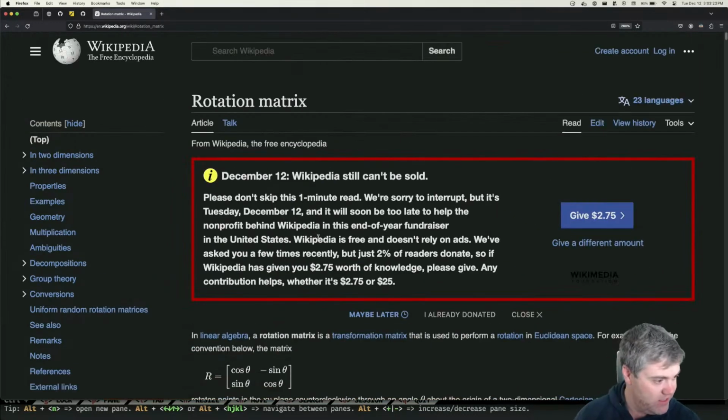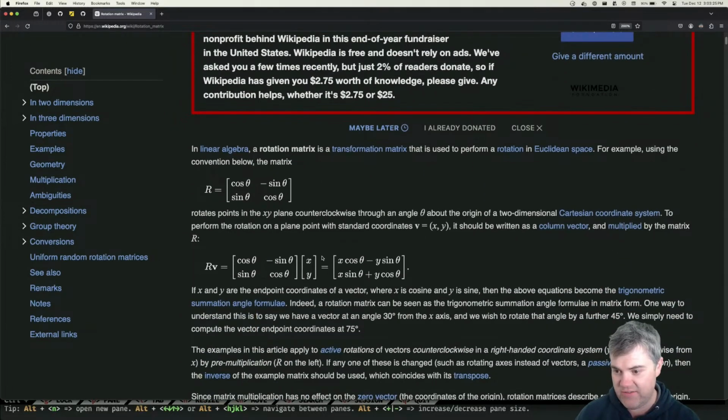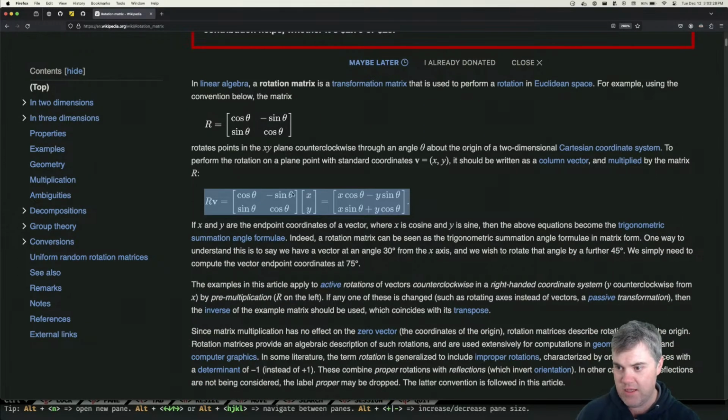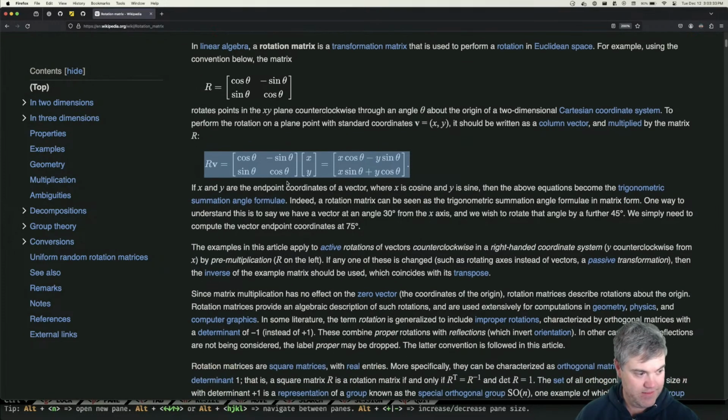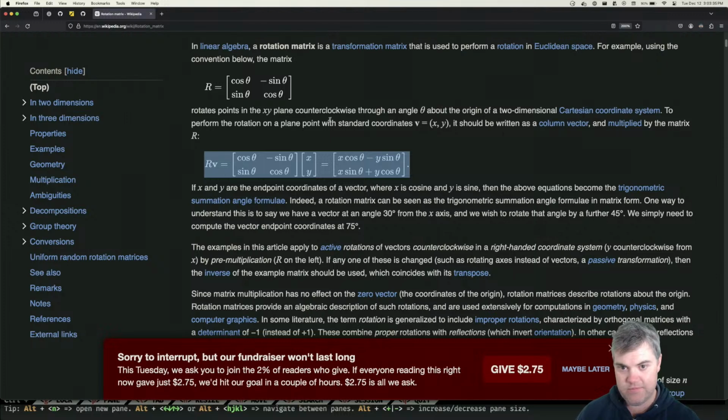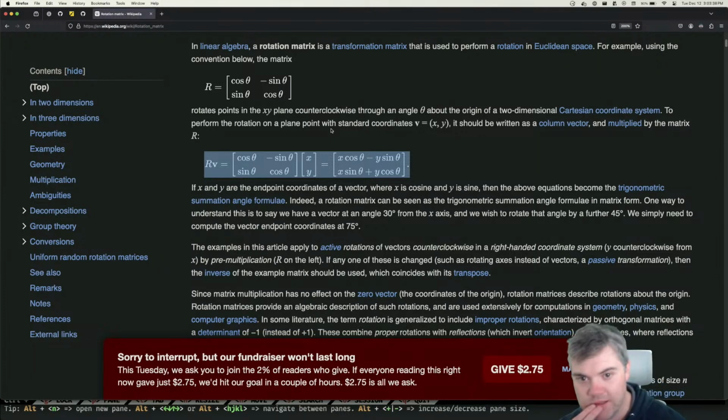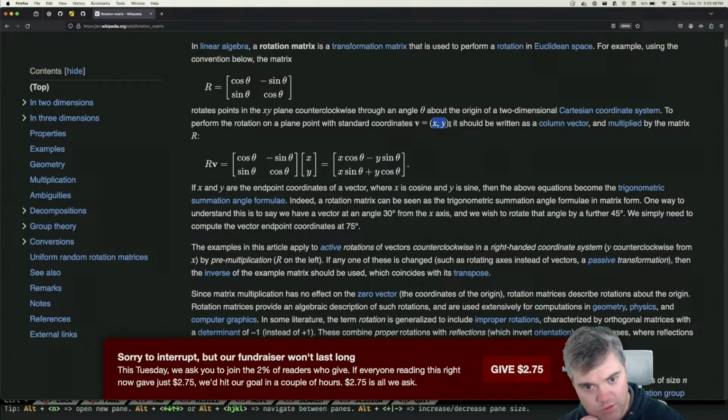Okay, so what was this? This was the second formula in the introduction itself. So this one. Okay, so to perform the rotation on a plane point with standard coordinates, so a vector of x and y, it should be written as a column vector and multiplied by the matrix R. What does R stand for? Like the amount that it's being rotated? Like the desired rotation?